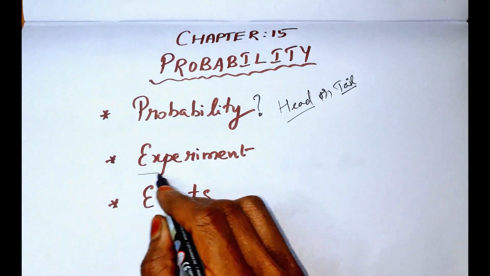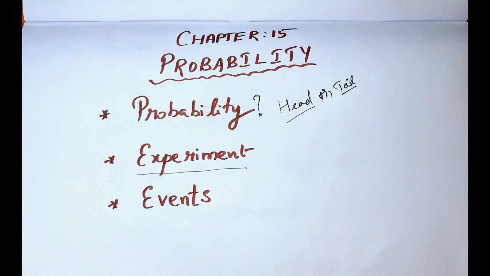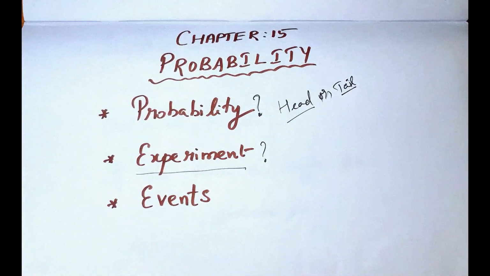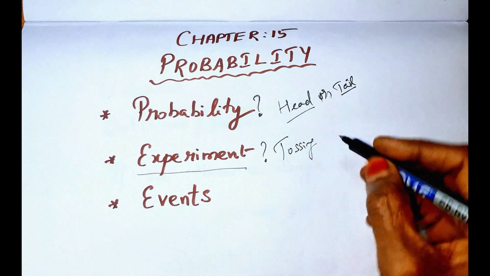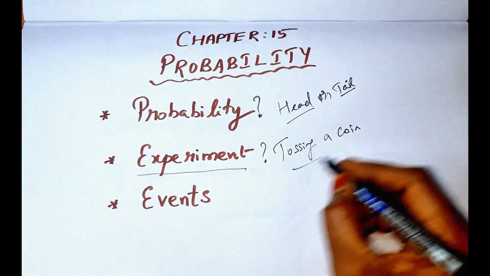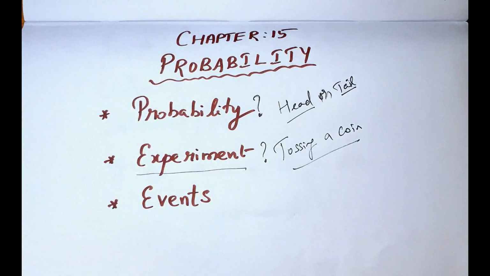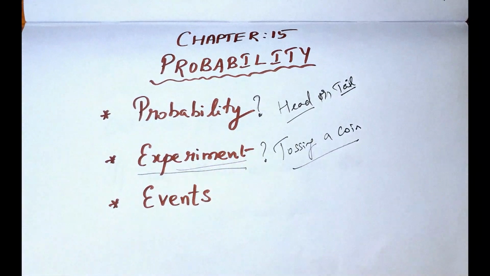Now come to the definition of an experiment. What is an experiment? For example, what we previously took, tossing a coin, tossing a single coin. This is an experiment. So நம்ம என்ன எடுத்துட்டு பண்றோமோ அது experiment. Tossing a coin or throwing a single die or throwing a double dice or tossing two coins. Such happenings are called experiments.